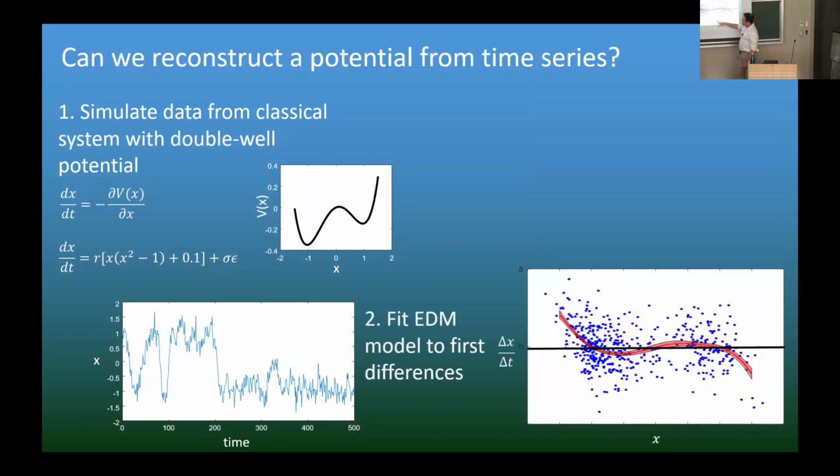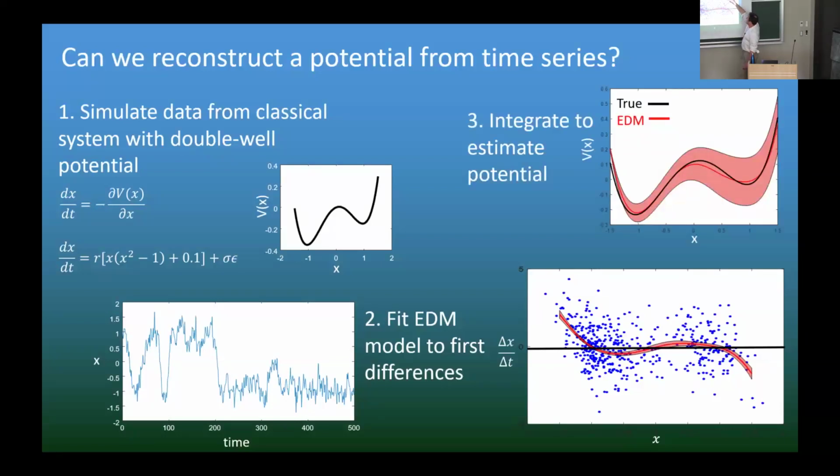Well, the first thing to do was to try and model the first differences. So the blue dots are first differences plotted as a function of the current state. The red line is the fitted GP EDM model to that. And then to get to the potential, I just use the definition, which is that the potential is going to be an integral of this function of x. So we integrate over x, and we get this. The red line is the posterior mean estimate of the potential with its associated confidence band, and the black line is the right answer. So the black line there is the same as the black line there.